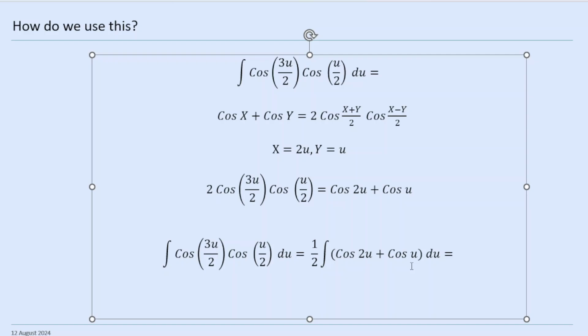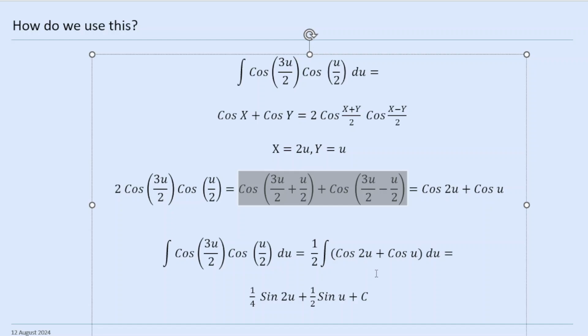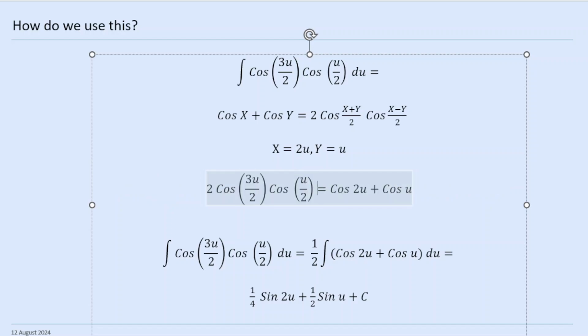Now the integral of cos is sine, so this is a really easy integral to do. So all we're going to do is the integral of cos 2u is just a half sine 2u, and then we've got another half on the front, makes a quarter. And the integral of this cos u is just sine u, so it's a half sine u. So the answer is a quarter sine 2u plus a half sine u plus c. And it's quite miraculous that you can get that from this, isn't it? I mean, it's quite beautiful.